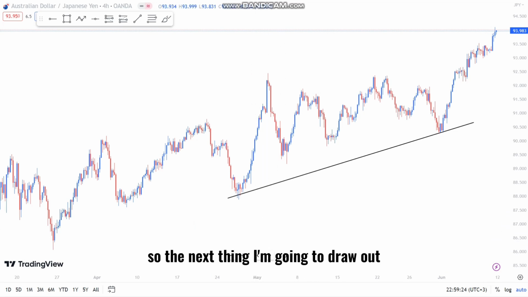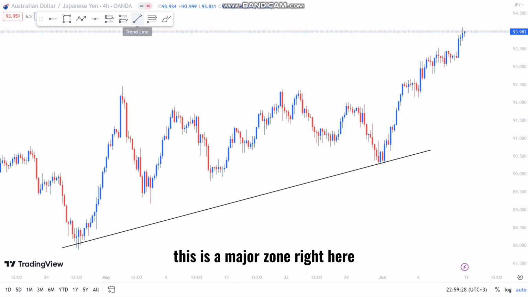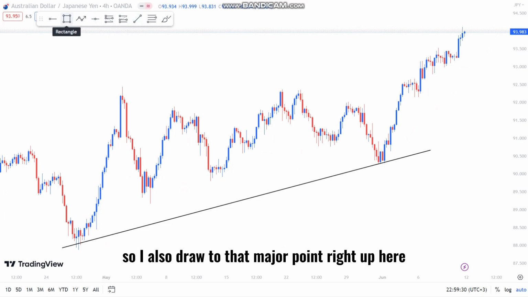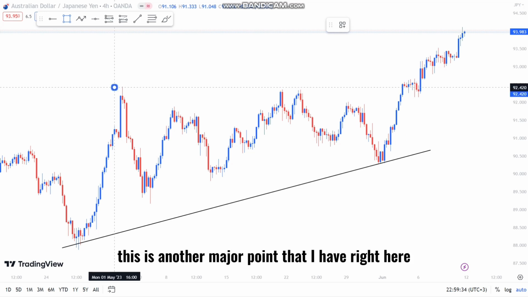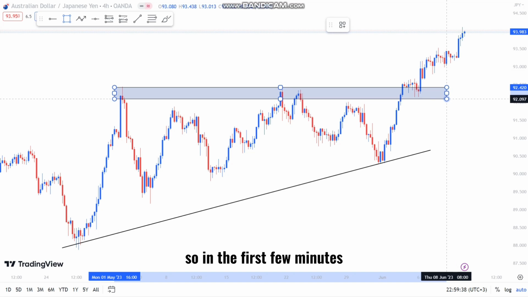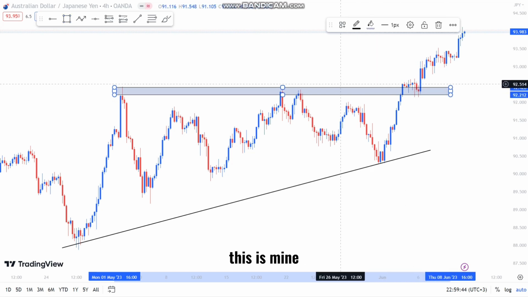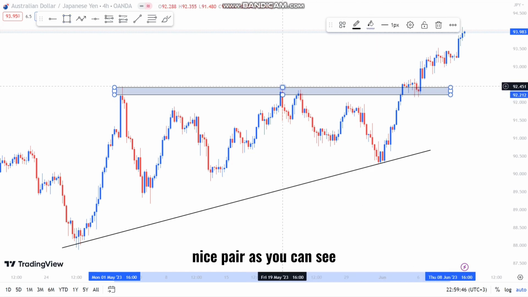So the next thing I'm going to draw out, I've already seen that price, this is a major zone right here. So I also draw out that major point right up here. This is another major point that I have right here, as you can see, traders. So in the first few minutes when you open your chart like this, you already know where price is going to go. As you can see, this is my nice pair.